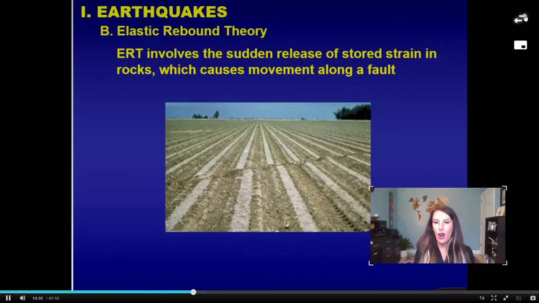Here's another example. You're looking at rows of corn or some type of crop, and you're imagining that those lines were together, and then all of a sudden they had been disjointed. So there's movement on the ground surface to cause some displacement.